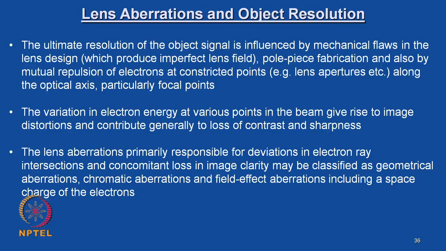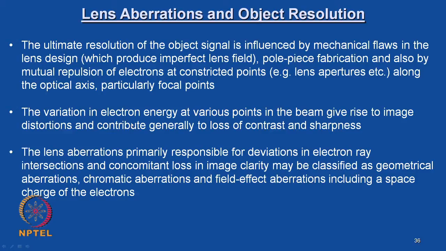Let me read out a few introductory remarks for the aberrations of the electron optical or electromagnetic lens systems. The ultimate resolution of the object signal is influenced by mechanical flaws in the lens design, which produce an imperfect lens field, by pole piece fabrication, and also by mutual repulsion of electrons at constricted points, that is focal points, lens apertures, etc., along the optical axis, particularly the focal points.